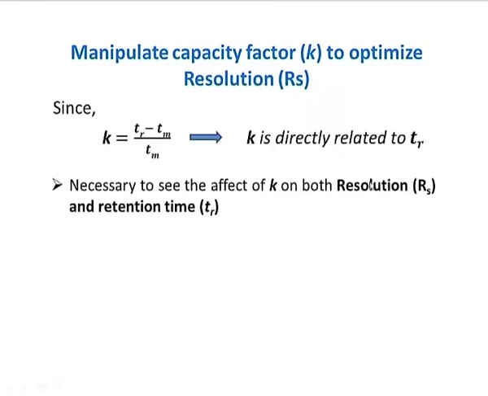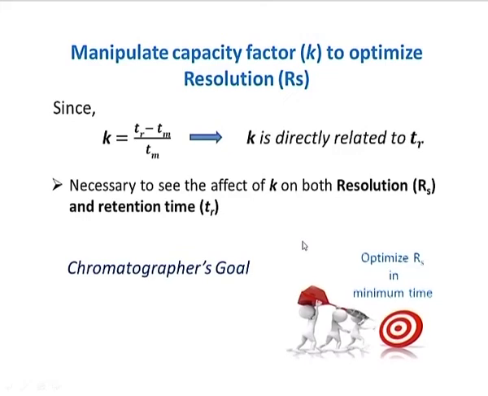So, it means it is very important for us to see that by changing K we can certainly manipulate resolution, but we would also need to see in equal measure what its impact would be on the retention time. Because as a chromatographer, we would always like to optimize the resolution, but that should be attained in a minimum time.